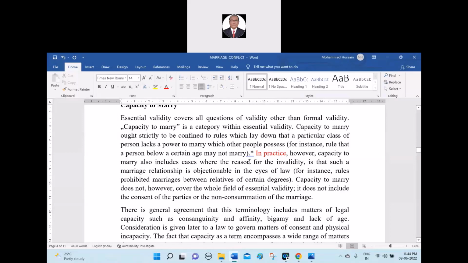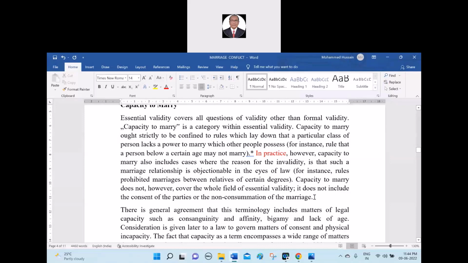Now in this class, we'll see that in practice, however, capacity to marry also includes cases where the reason for the invalidity is that such a marriage relationship is objectionable in the eye of law. For instance, rules prohibiting marriage between relatives of certain degrees, like consanguinity, are prohibited in Tanzania as well as in India. Capacity to marry does not, however, cover the whole field of essential validity. It does not include the consent of the parties or non-consummation of the marriage. So up to that extent we studied over there.